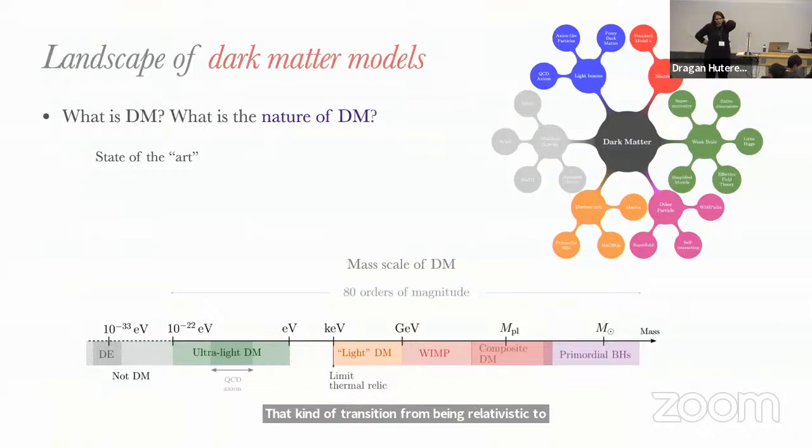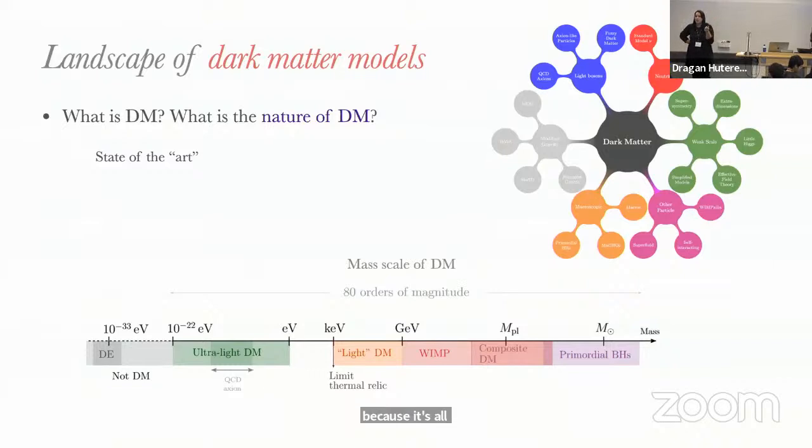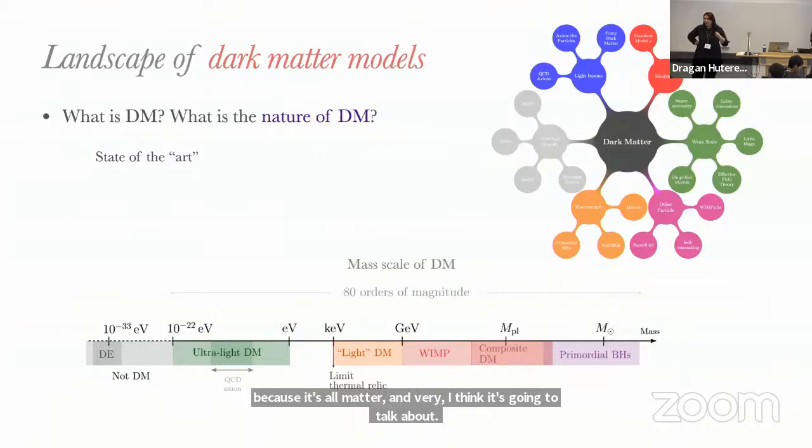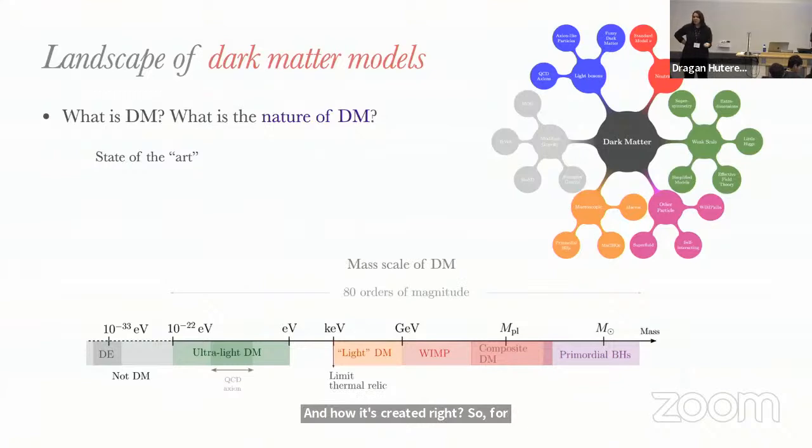Again, I don't know if I understood the question quite well, because it's all about how dark matter is created. Vera, I think, is going to talk about that. For example, if it's thermally created, it's going to have the same temperature as the plasma. So when you have your creation mechanism, you set how cold or not this is going to be, if it's thermal. I think it's a little bit more complicated.